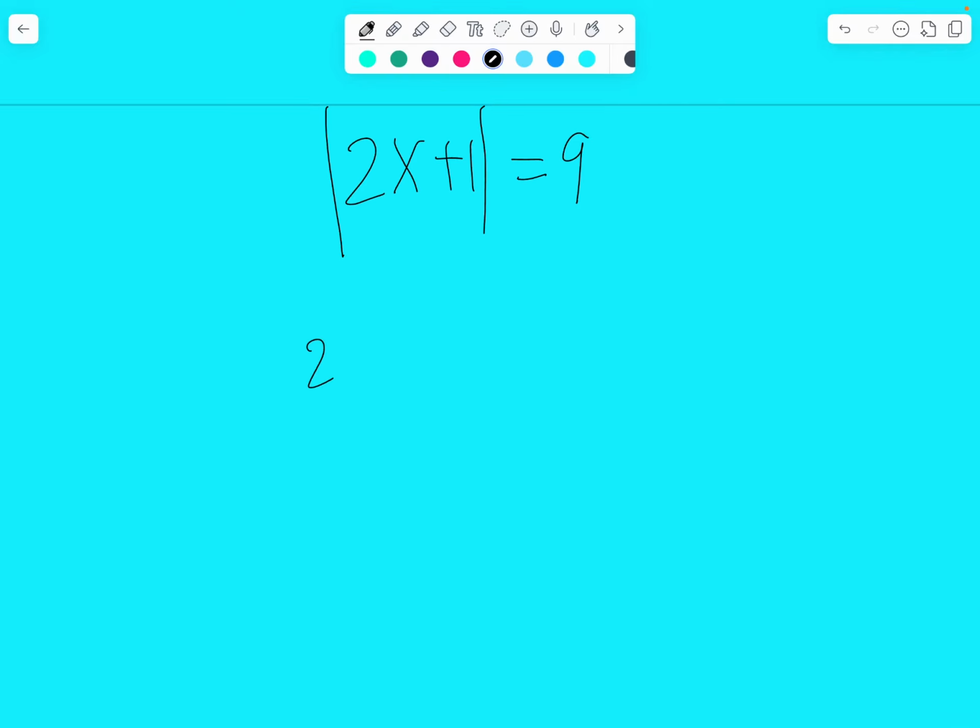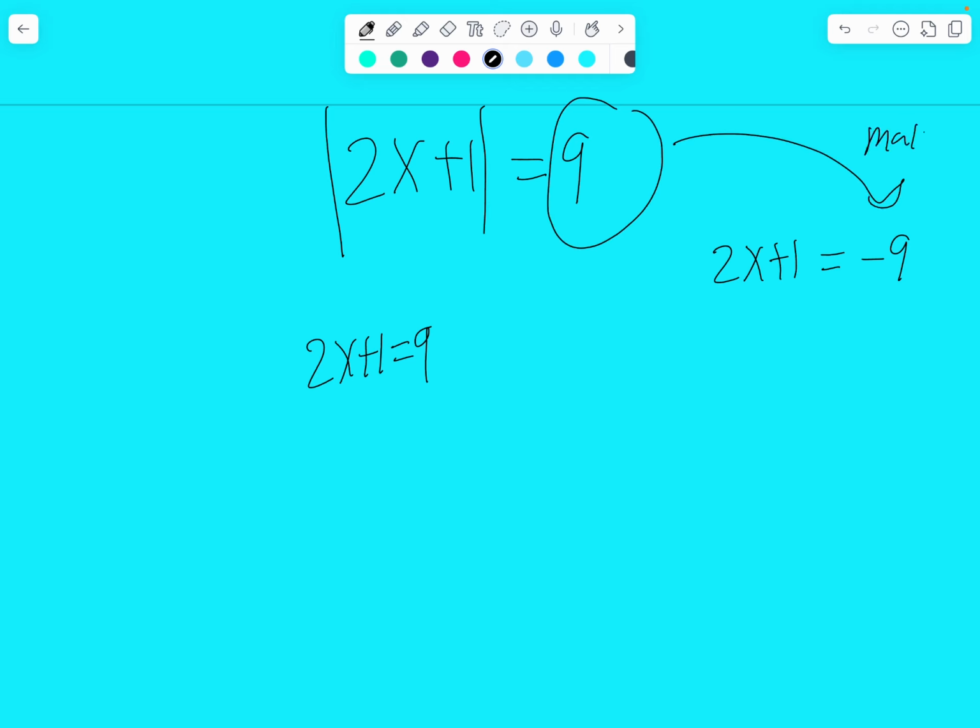Here's case 1, 2x plus 1 equals 9. I just rewrote that. And then here's case 2, 2x plus 1, I kept what's inside the bars the same, and I'm going to make it a negative number, right? Negative 9. Take this, make it a negative. That's it, you guys. It's not too bad.